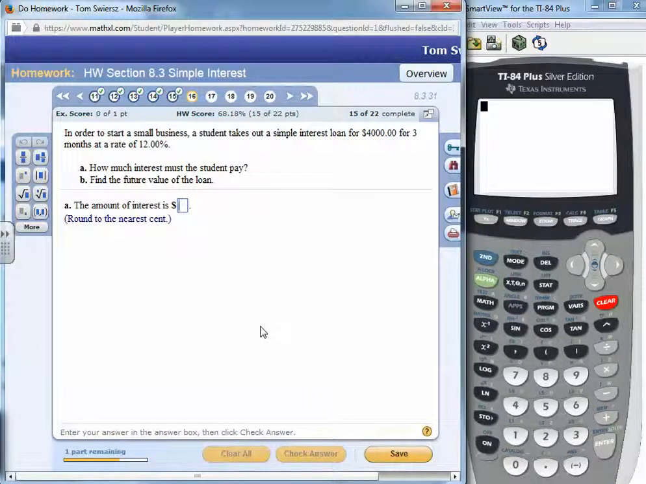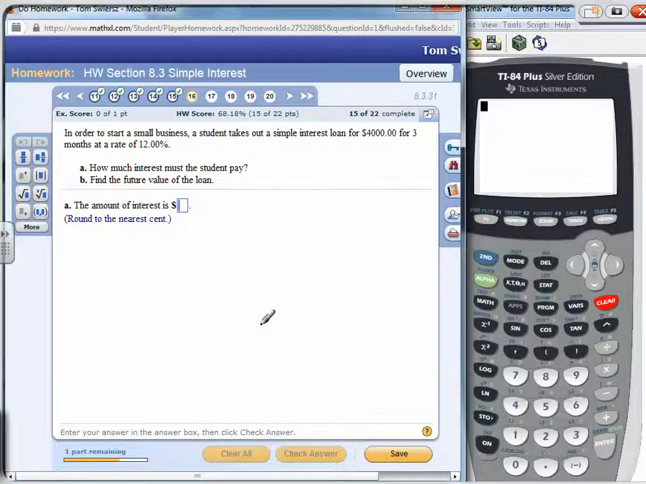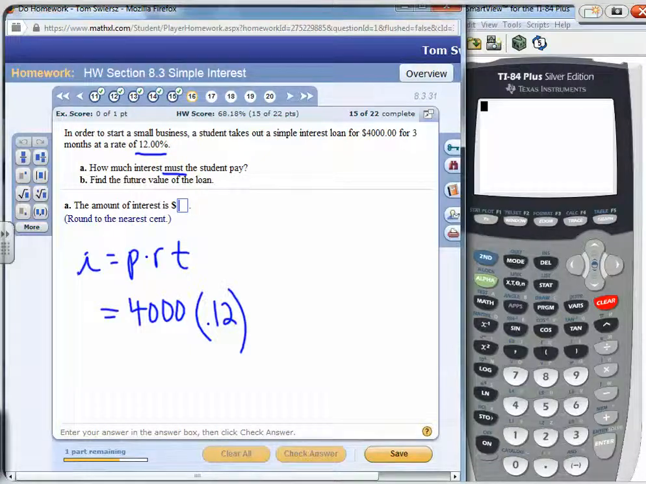Number 16. In order to start a small business, a student takes out a simple interest loan for $4,000 for 3 months at a rate of 12%. How much interest must the student pay? So just interest, back to the interest formula, is principal times rate times time. The principal he borrowed was $4,000. The rate is 12%, as a decimal 0.12, and he borrowed it for 3 months. So the fractional part of a year is 3 divided by 12. So the amount of interest will be 4,000 times 0.12 times 3 divided by 12.